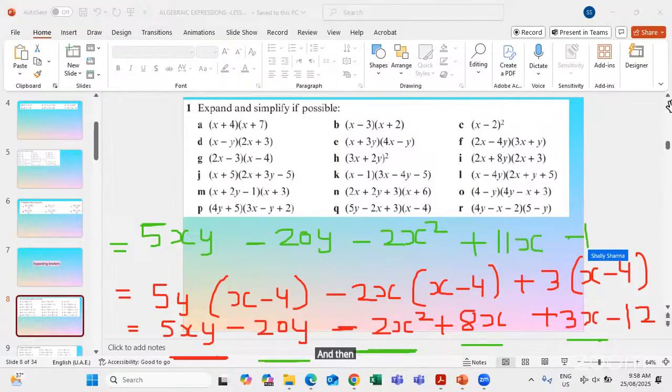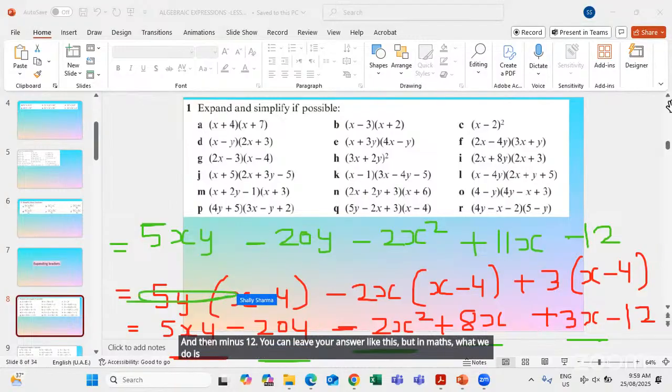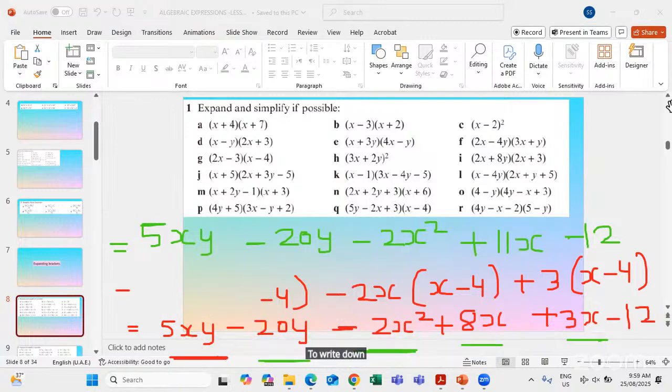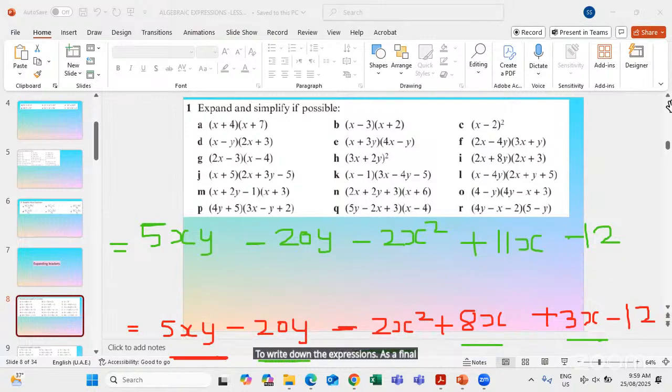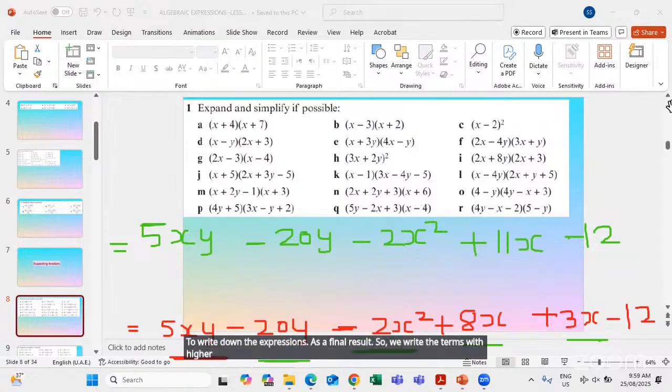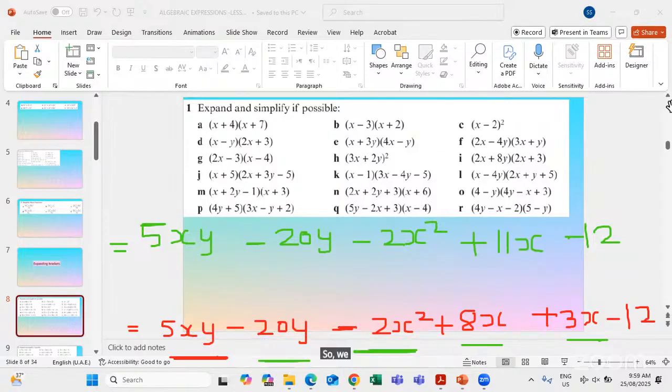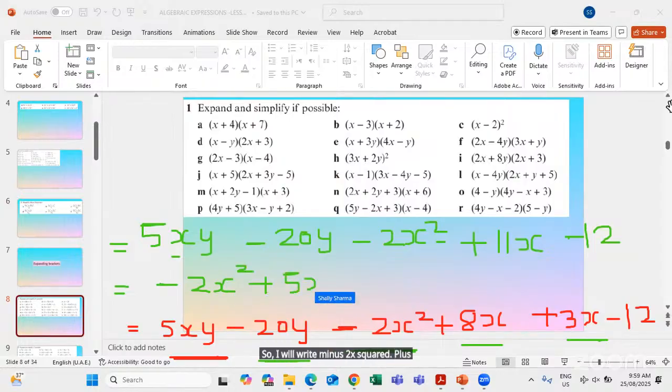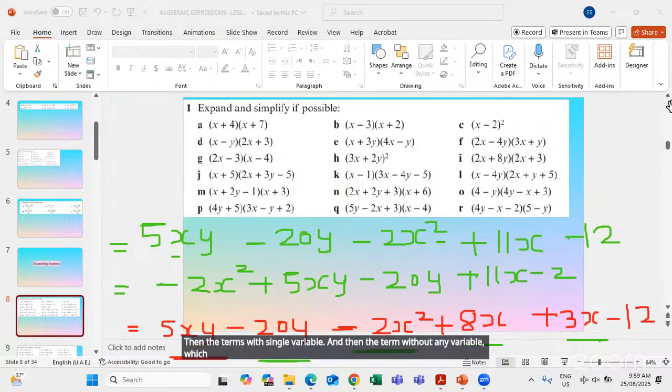And then minus 12. You can leave your answer like this, but in maths we follow a certain way to write down expressions as a final result. We write the terms with the highest exponent value first. The highest exponent value here is 2, and for xy, the powers of x and y are 1 and 1, so the degree is 2. So I will write minus 2x squared plus 5xy, then the terms with a single variable, and then the term without any variable, which is called a constant term.